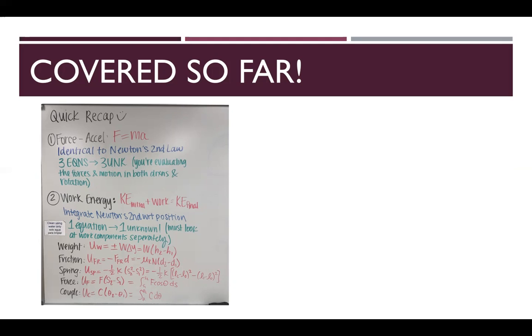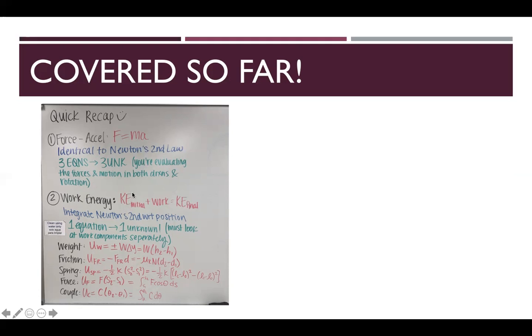Your work energy equation stems from the Newton's second law equation. If you integrate the forces, you get work. And if you integrate mass times acceleration, you get a change in potential or kinetic energy. So change in anything is always final minus initial. If you do final minus initial and move initial over, you get your work energy equation, right?